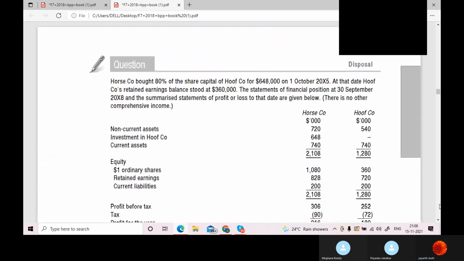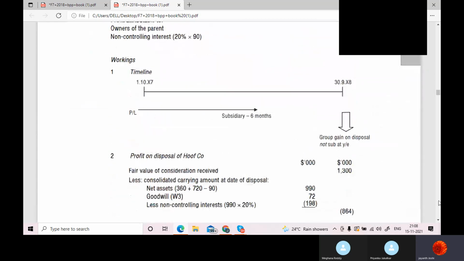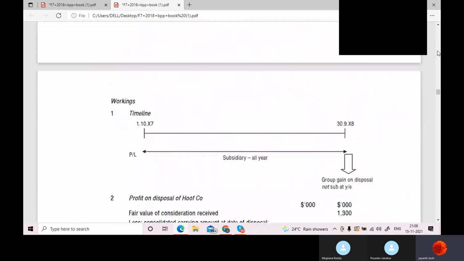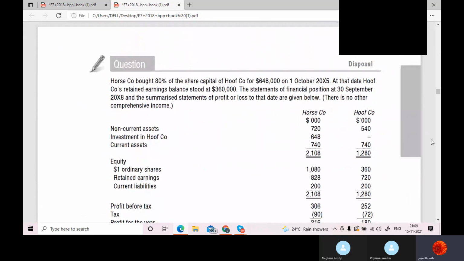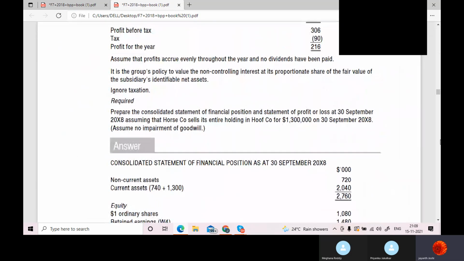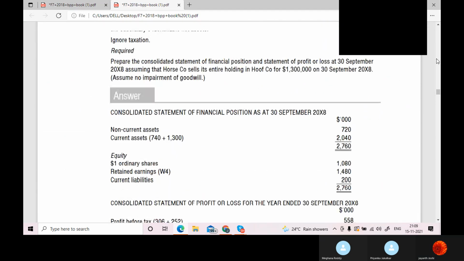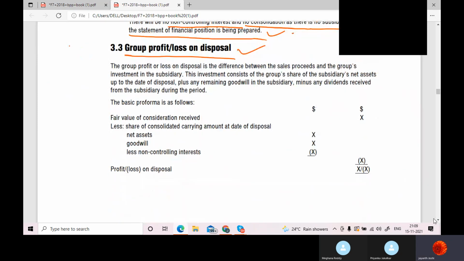Last topic. Then there is one question, the horse and hoof company question. You people should tell me whether you will try this as homework. Why? Because after doing the entire chapter, I really expect this question to be done by you. If you're not getting it, we can have a discussion. Now, what are we doing here? Let's focus.